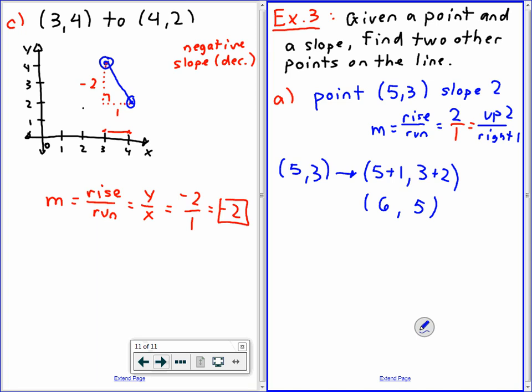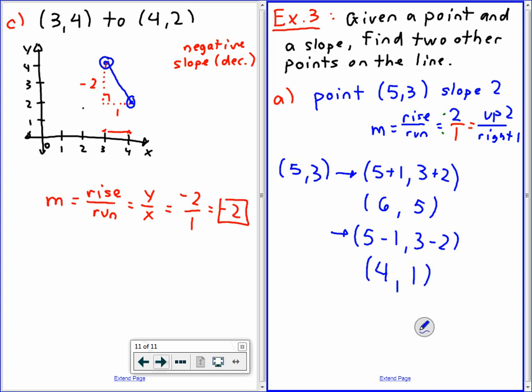So another point could be 5 minus 1 and 3 minus 2. That still works, because since these are both positive, your slope here, you can go -2 and -1. You know what I mean? Which would be down 2 and left 1, which is going to be 4, 1.